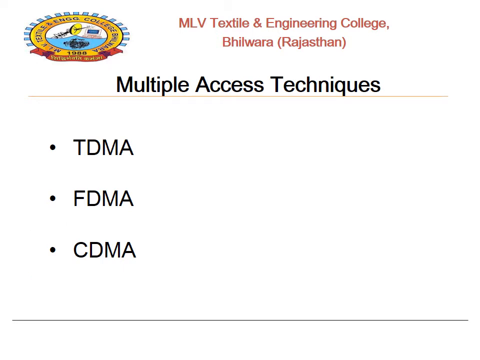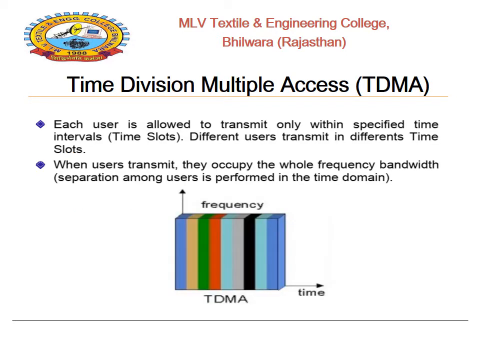So basically there are three types of multiple access techniques. The first one is TDMA, the second one is FDMA and the third one is CDMA. TDMA is the time division multiple access technique, FDMA is the frequency division multiple access, and CDMA is the code division multiple access. So let us start. The first one is the time division multiple access technique.